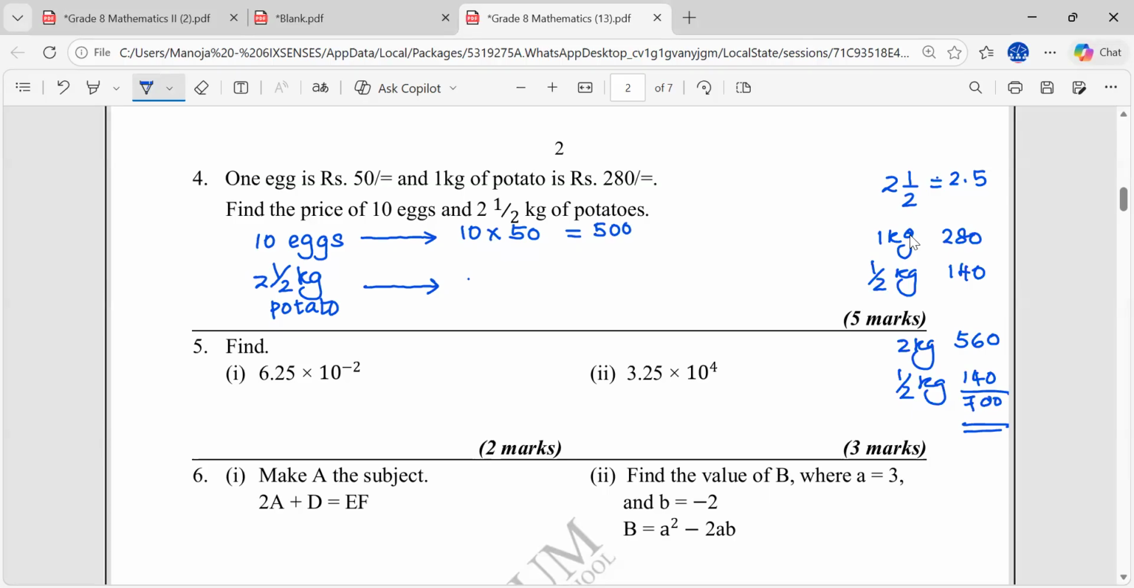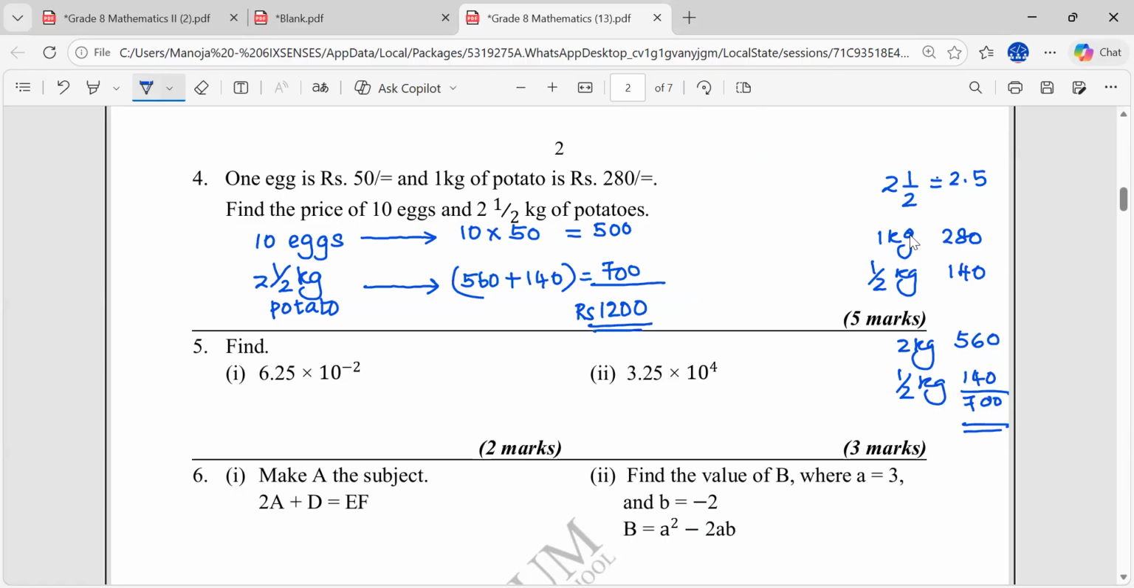So you can say 560 plus 140, and you can show this as 700, and then the total is rupees 1200, right? 2 kilos means 560. Half means 140. So 560 and 140, you add them together. So it is 700, right?